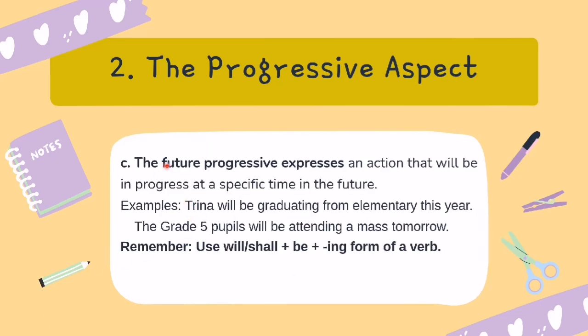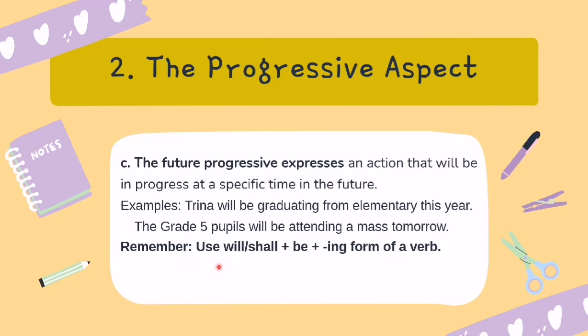Letter C, the future progressive. It expresses an action that will be in progress at a specific time in the future. Examples: Trina will be graduating from elementary this year. The grade 5 pupils will be attending a mass tomorrow.